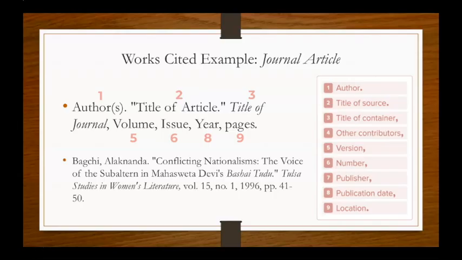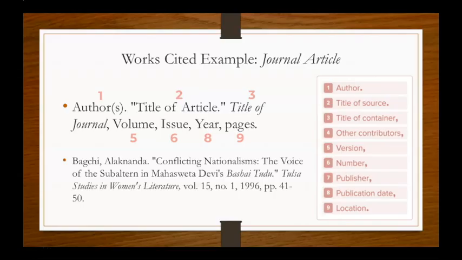A journal article has an author, so I'll put the author and then a period. The title of the source would be the title of the article, so I'll put that in quotation marks. The title of the container is the journal that the article was published in. The article, in a sense, is contained within the journal, so the title of the journal goes next, in italics.